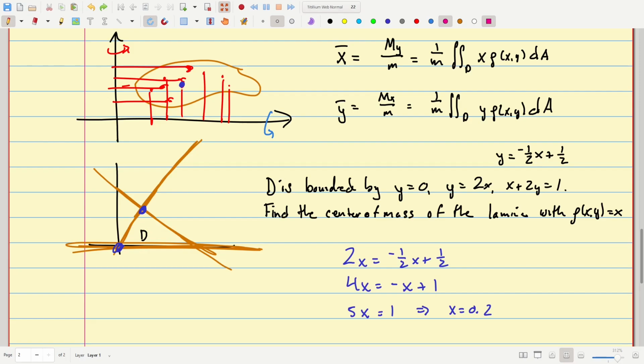If we do that, then this equation here becomes this. That's over here. And this equation becomes this. Make sense?